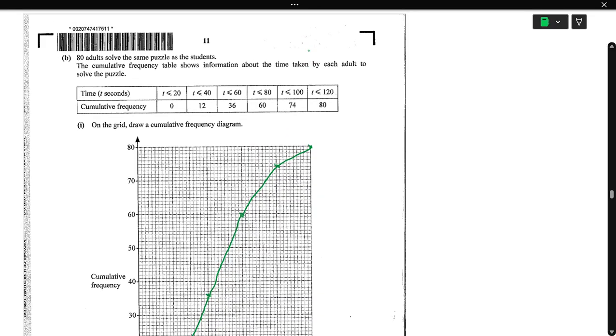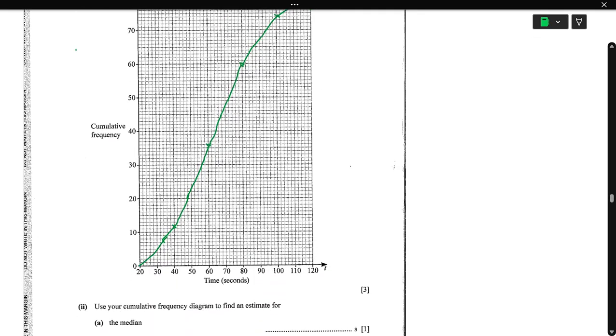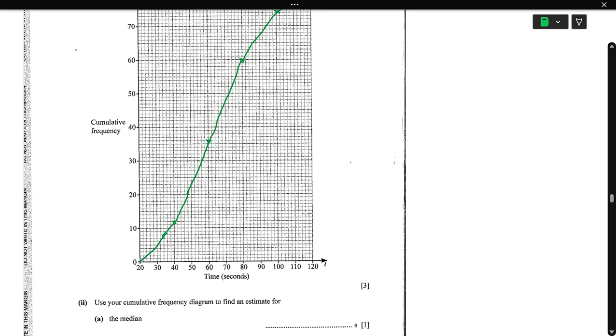The total frequency is 80, so the median is going to be 80 divided by 2, which is 40. So when we draw 40 cumulative, we just draw here. We will get approximately, since each unit here is 2, 64.